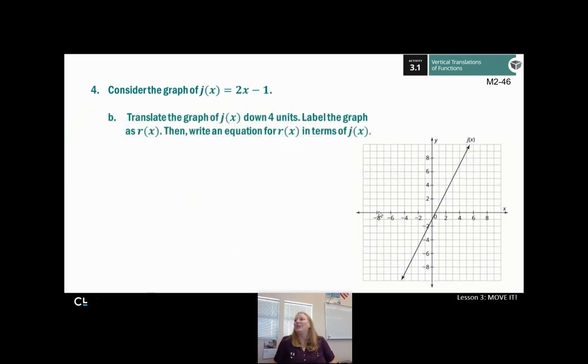All right. Do this again, only now I want you to translate the graph of j of x down 4 units, and I want you to label the new guy as r of x. Then I want you to write an equation for r of x in terms of j of x. So just like the last one, only now we're going down 4 units and we're calling it r of x. So go ahead and hit pause to work this out and then hit play when you're ready to check your work.